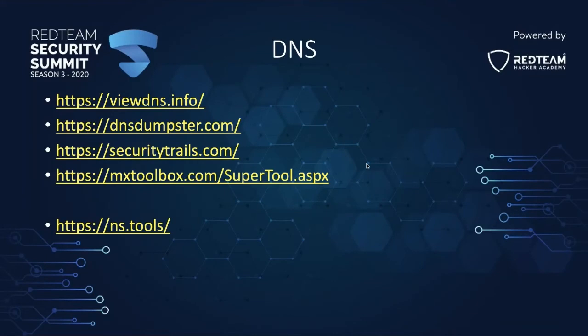But basically, these are the websites that I would use to do the DNS type of enumeration, specifically ViewDNS, DNSdumpster, and SecurityTrails. They all give you a different vantage point and a different perspective. So I tend to look at all three of them whenever I'm assessing an organization, and I've started integrating ns.tools into that equation as well. Can anyone think of any other examples in addition to these?